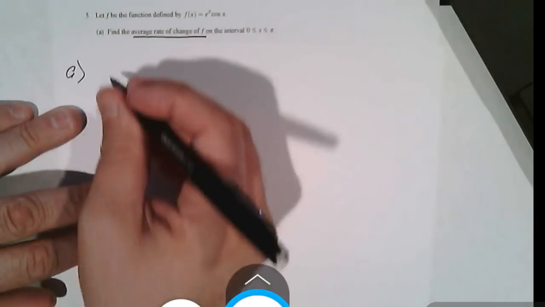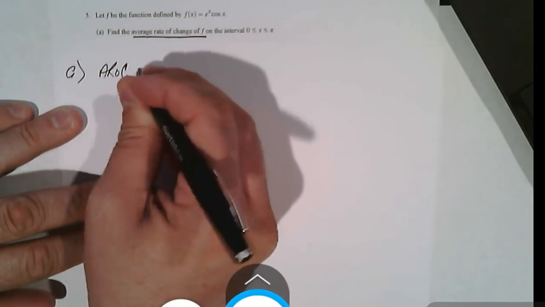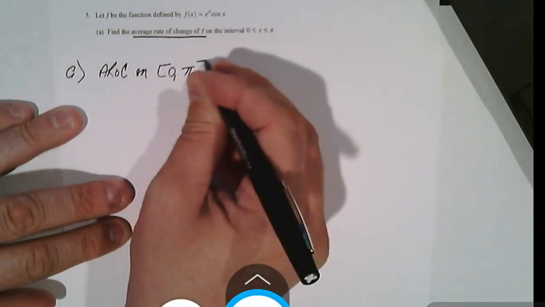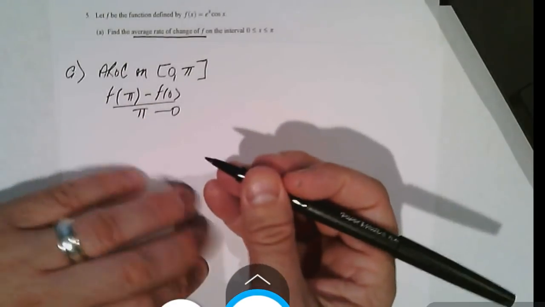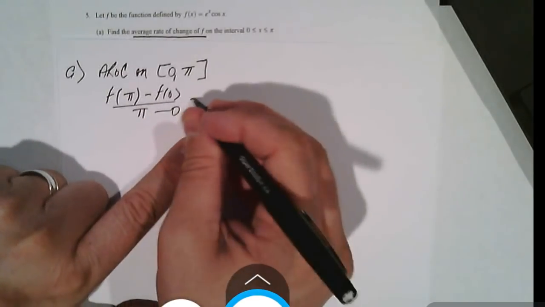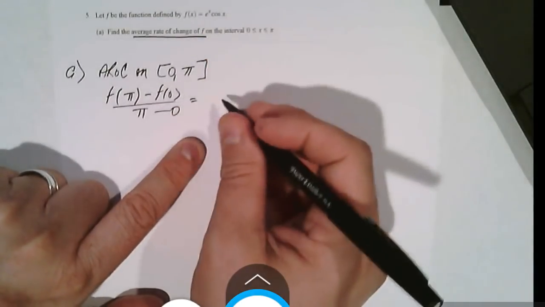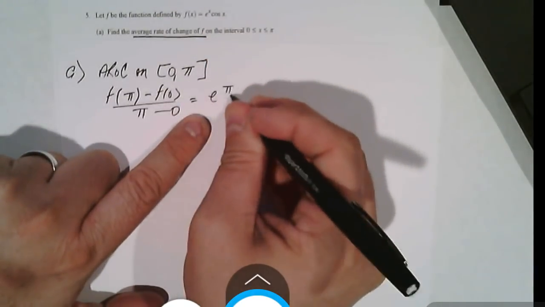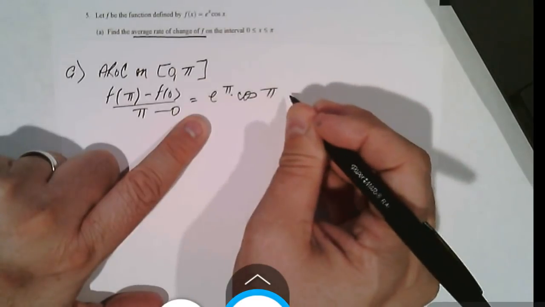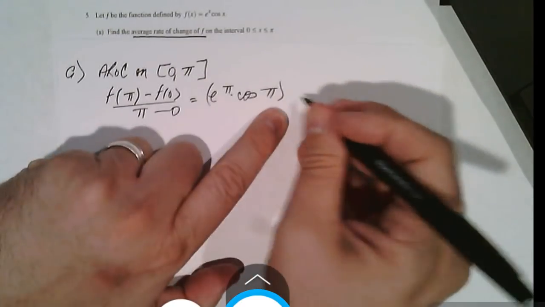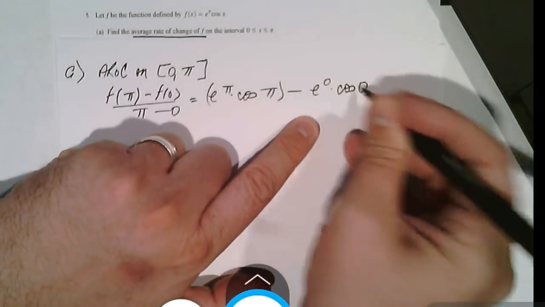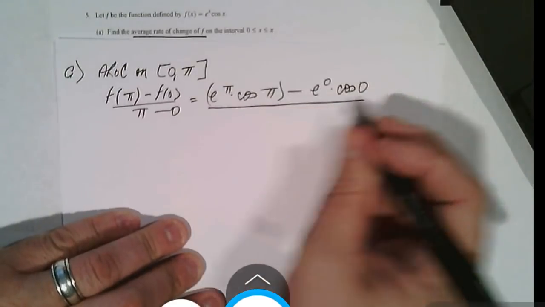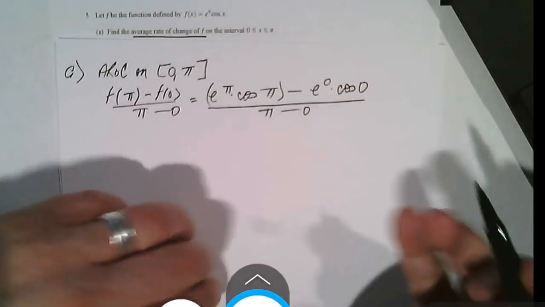So if you want the average rate of change, or AROC, on the interval 0 to pi, we're going to evaluate f of pi minus f of 0 over pi minus 0. Well, what is f? F is e to the x times cosine of x. So e to the pi cosine of pi, that's f of pi, minus f of 0 is e to the 0 times cosine of 0 divided by pi minus 0.